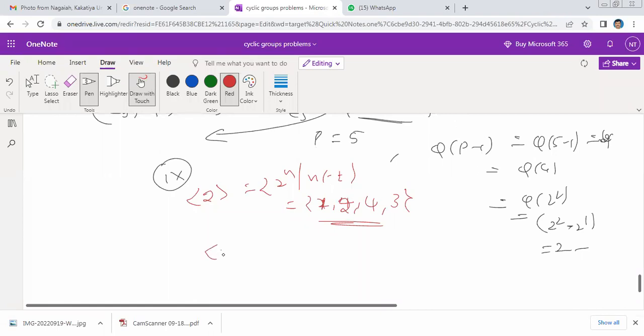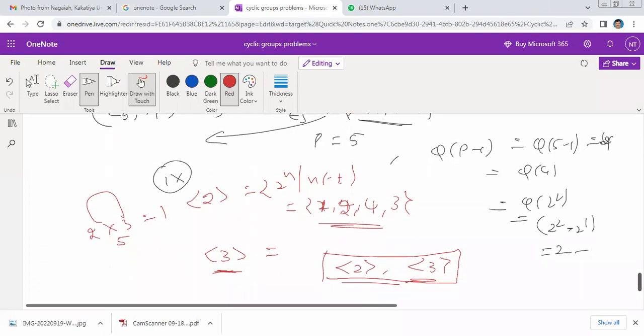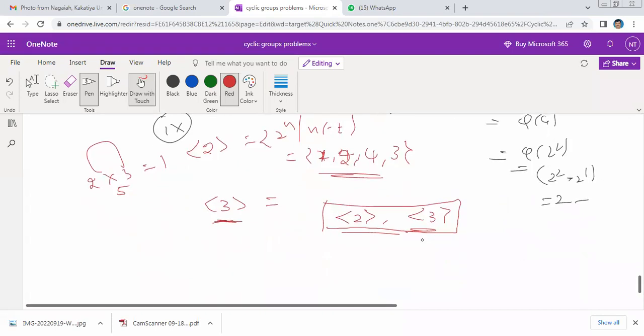2 inverse is 3, because 2 times 3 under multiplication modulo 5 is equal to 1. So 3 is also a generator of this group. 2 and 3 are the generators. The subgroups generated by 2 and by 3 are the cyclic subgroups.